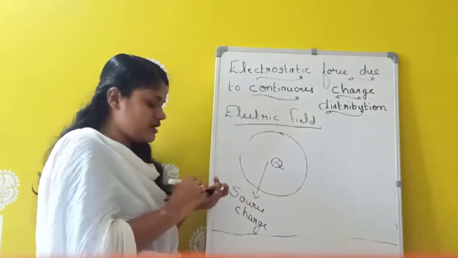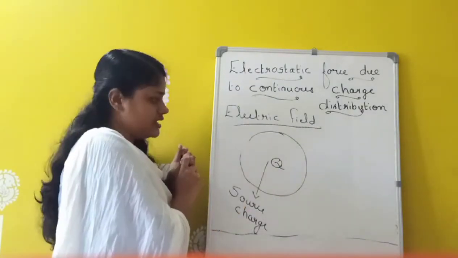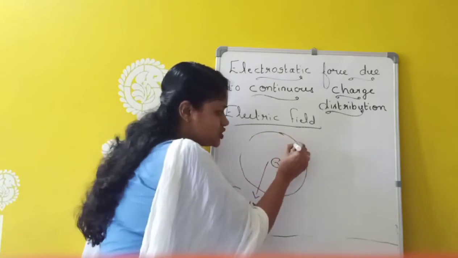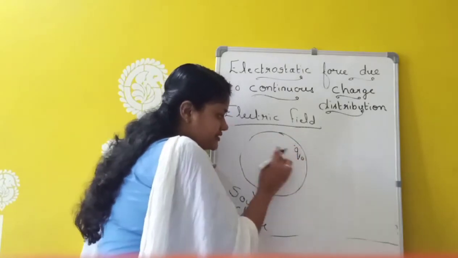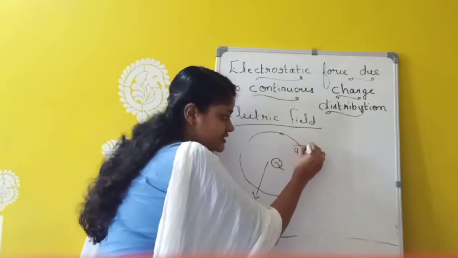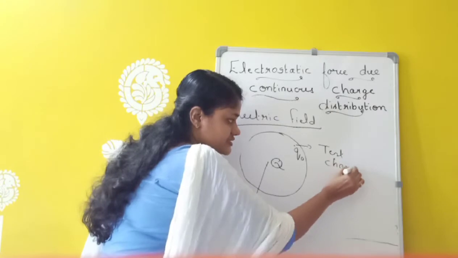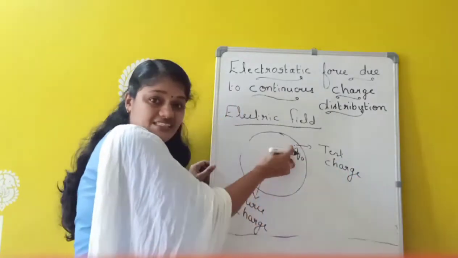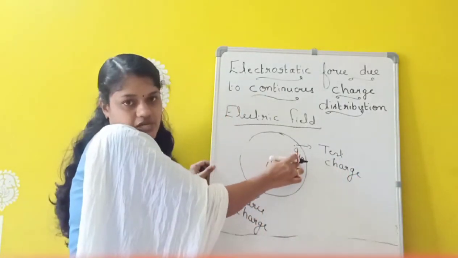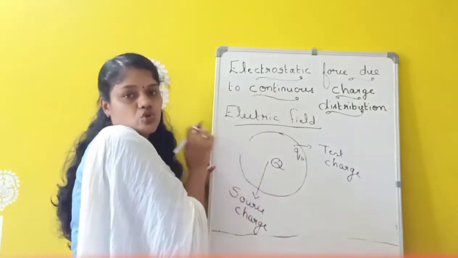Source charge means the charge which produces the electric field. That is called which one? Source charge. And I am keeping another charge Q0 in the electric field of this charge Q. And this charge Q0 is called the test charge. So the test charge is the charge which experiences the effect of the source charge.